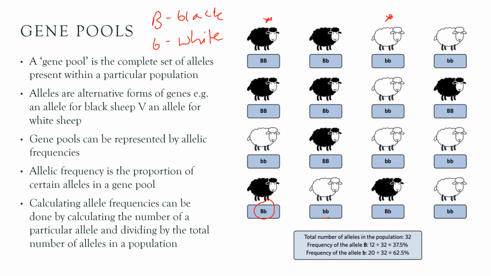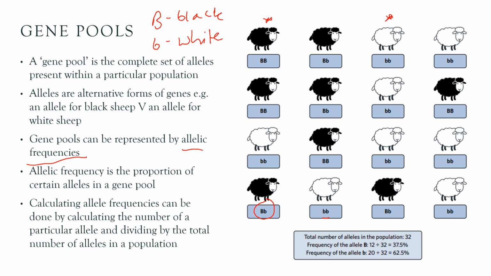A gene pool is the complete set of alleles that is in a population. And we can represent how many alleles are in a population by calculating something called an allelic frequency, which is basically just looking at the percentage of each allele that's present in a population and then looking at how many individuals are also in that population.